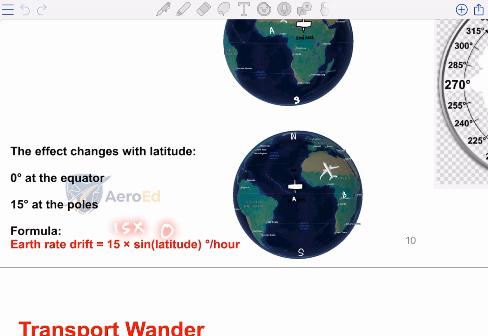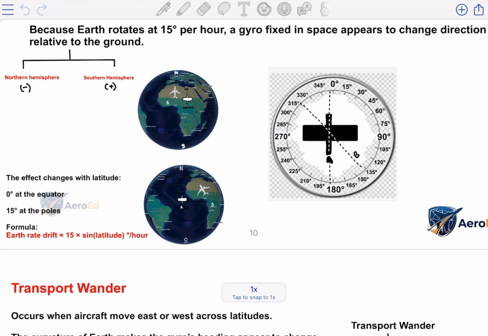And it is maximum at the poles. The earth rate is maximum at the poles because we put the value 90 degrees in the sine. Sine 90 is 1. That means the earth rate is 15 degrees per hour at the poles. So it is maximum at the poles and least at the equator.